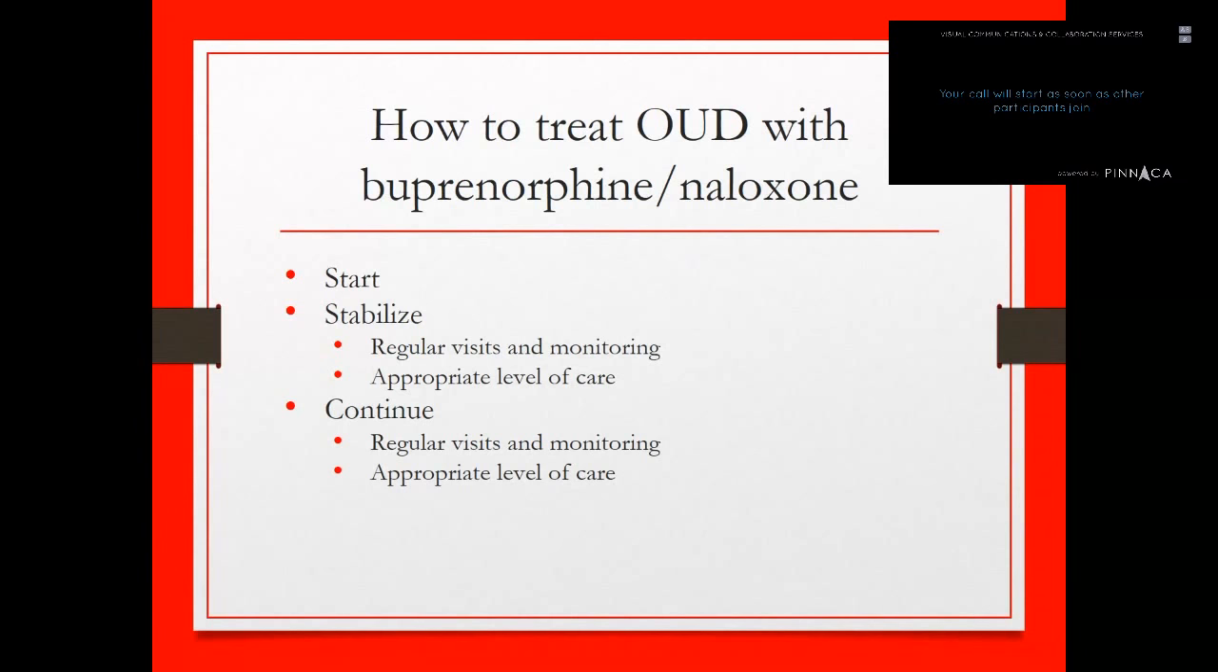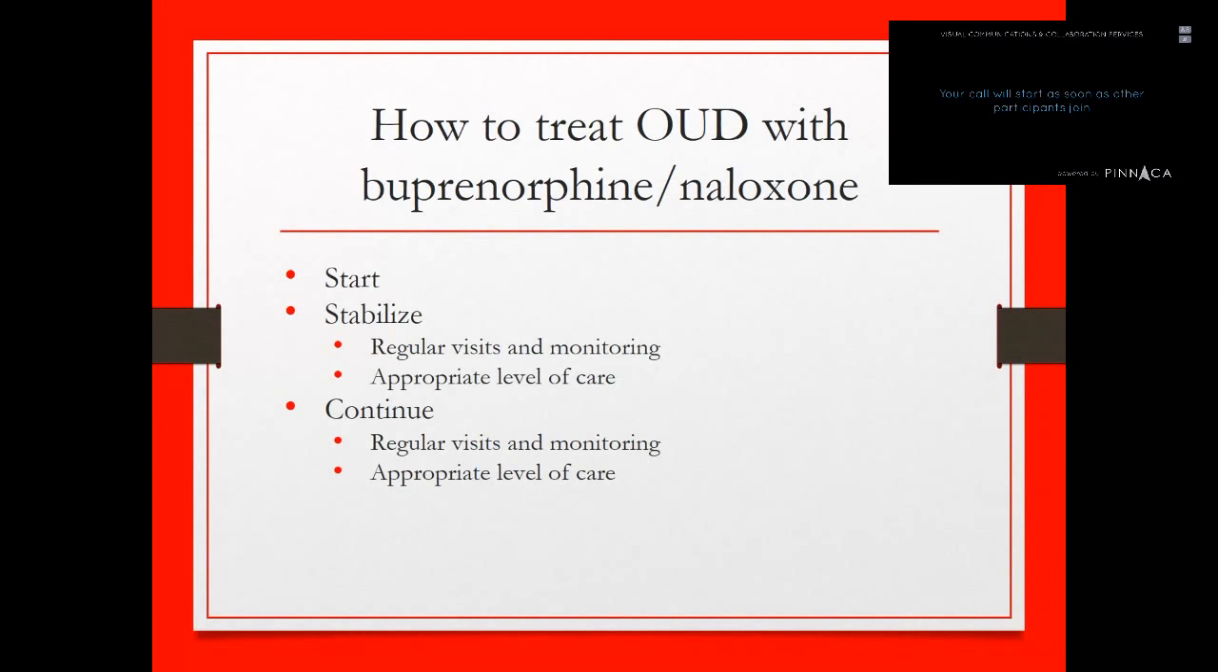To treat opioid use disorder with buprenorphine naloxone, basically we get people started, we get people stabilized on a regular dose, ensure that they're achieving the appropriate level of care, and then we continue, kind of like any other medication in primary care, whether it's metformin or hydrochlorothiazide.